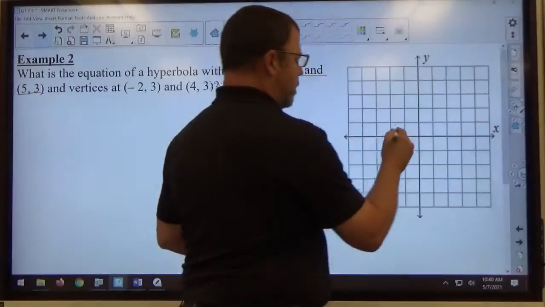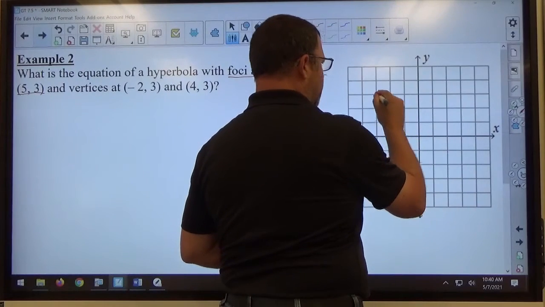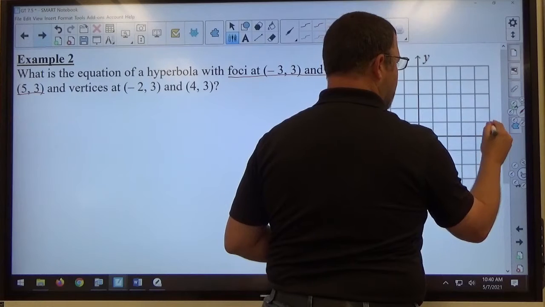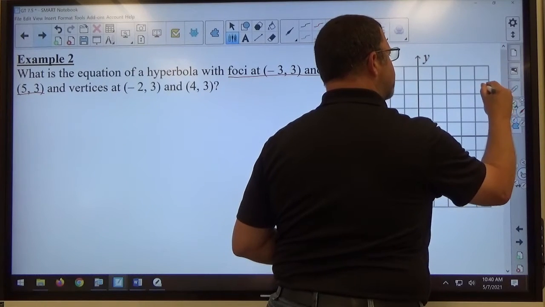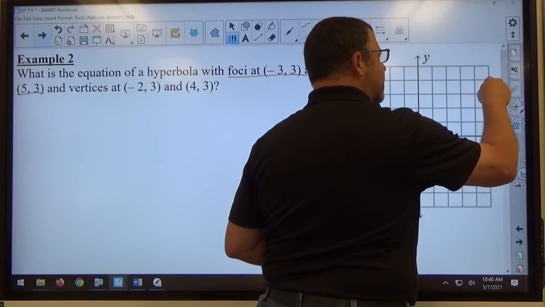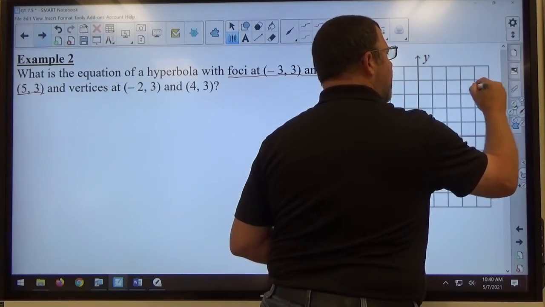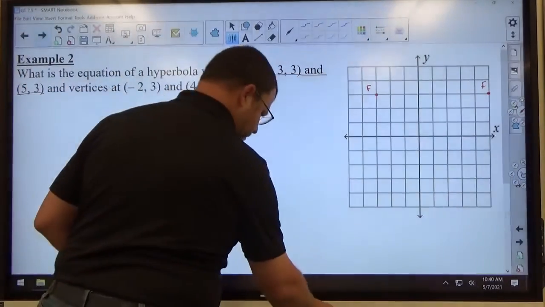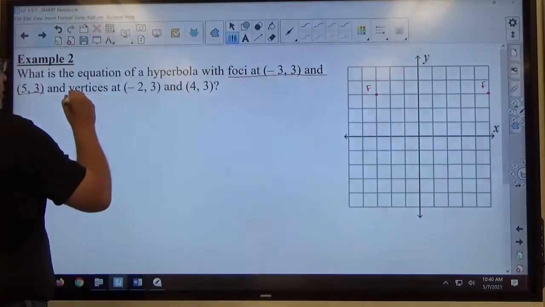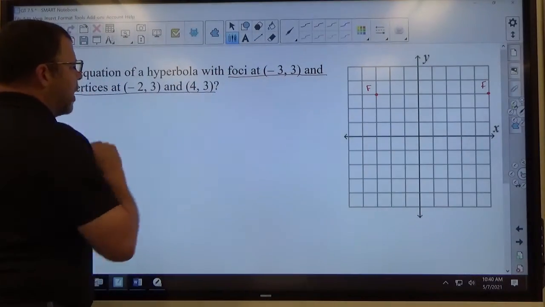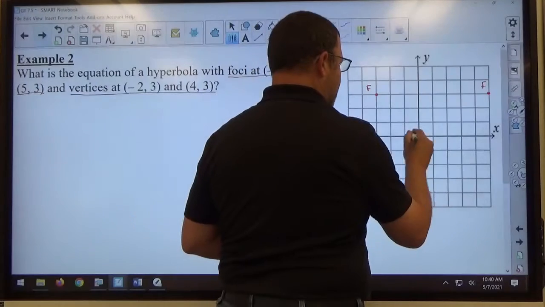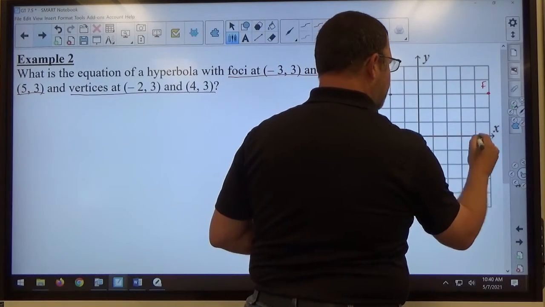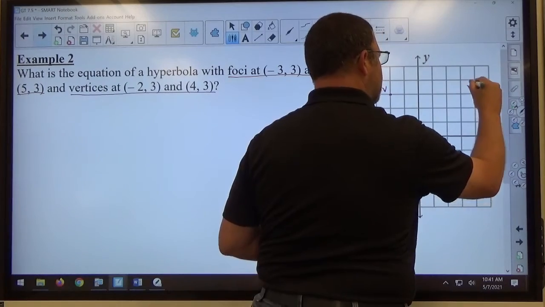So 1, 2, 3, 1, 2, 3, that's a focal point. 1, 2, 3, 4, 5, 1, 2, 3, that's a focal point. Again, as you plot stuff on the graph, make sure you're identifying what it is to get a better visual of what's going on. It says vertices are at negative 2, 3, and positive 4, 3. So negative 2, comma 3 is a vertex. Positive 4, comma 3 is a vertex.